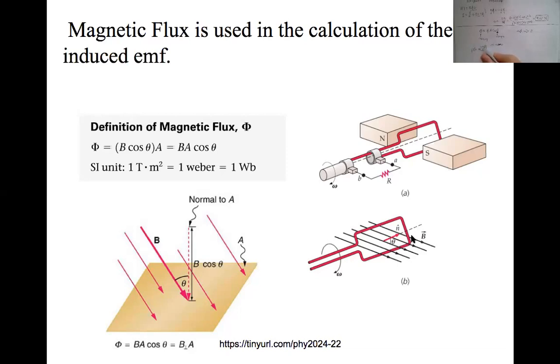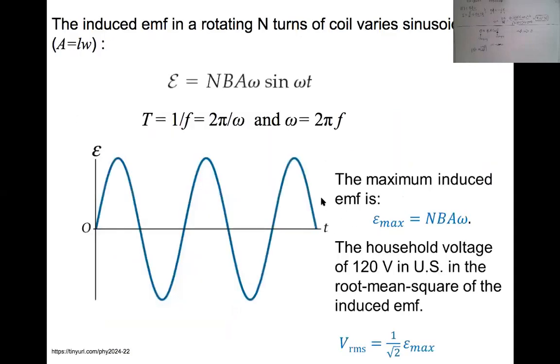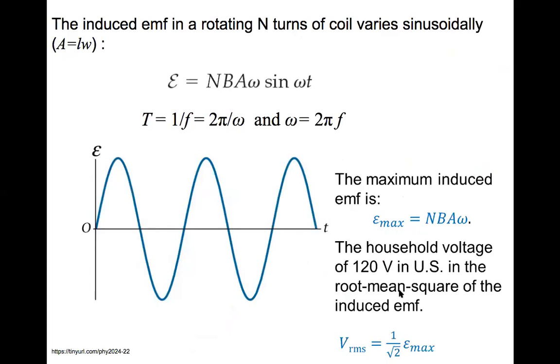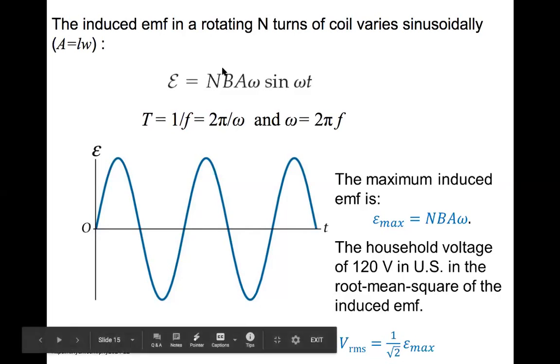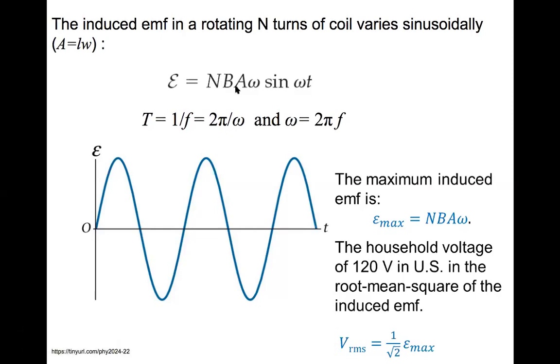But you guys don't have to know that. I'm just going to show you the result. The magnitude of epsilon is equal to the equation shown here in the PowerPoint. So epsilon is equal to N times B times A times omega times sine of omega t, where this is omega here.